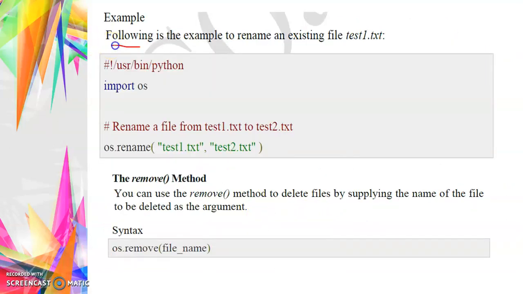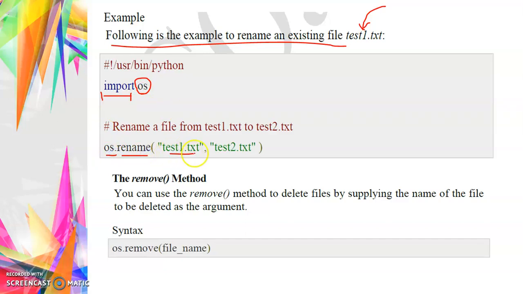Following is the example to rename an existing file, test1.txt. There is an existing file named test1.txt, right? So how will you rename the file from a Python program? With the import keyword, we are going to include the particular module. What kind of module? The operating system module. This module is going to be included in this program. That's why I'm going to use the keyword import, followed by the module, which is the OS module, right? Then the os.rename method.